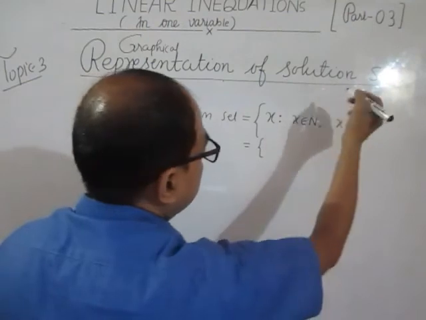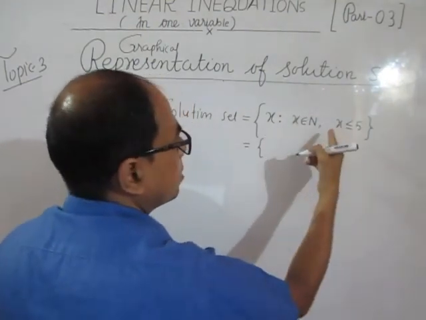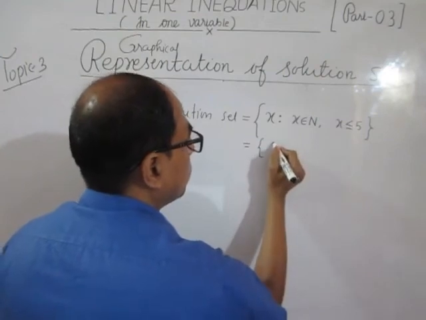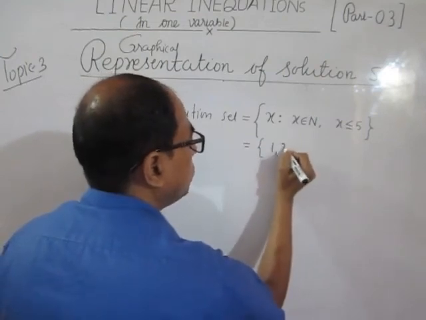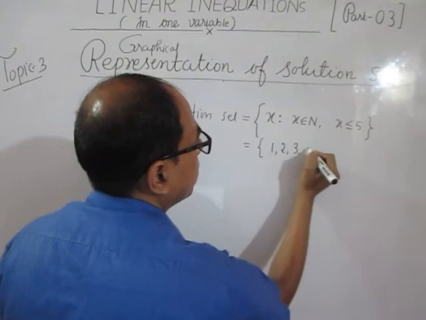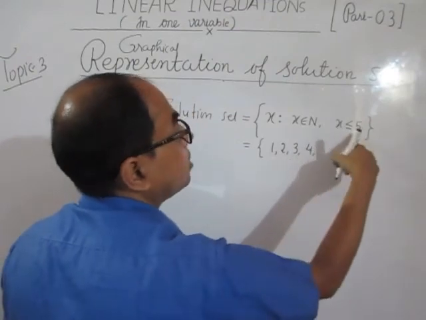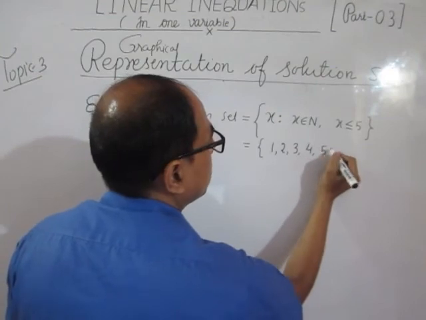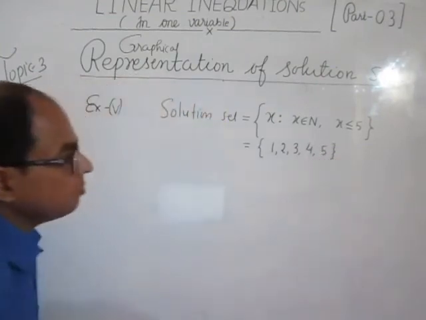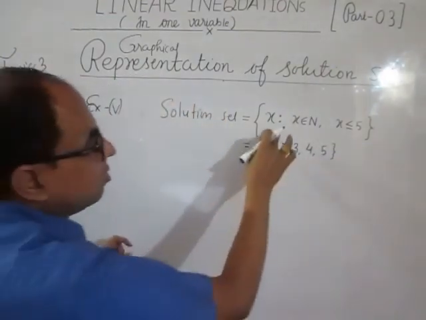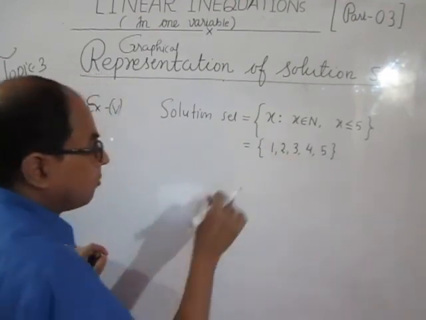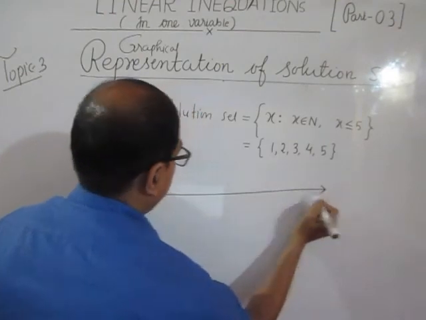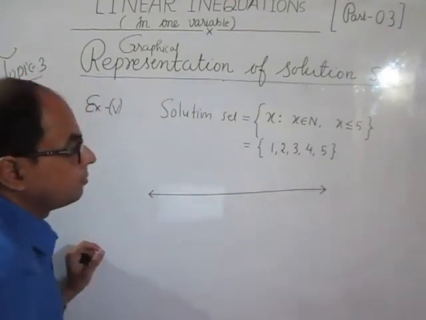So in roster form it will be: which natural numbers are less than or equal to 5? Of course 1 is less than 5, 2 is less than 5, 3 is less than 5, 4 is less than 5, and 5 is a closed point. That means x is also equal to 5. So we will write here 5 also. So we have written the solution set in roster form. Now we will plot this solution set. So draw a number line with arrow at both ends.